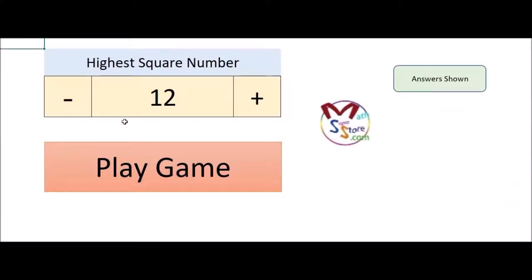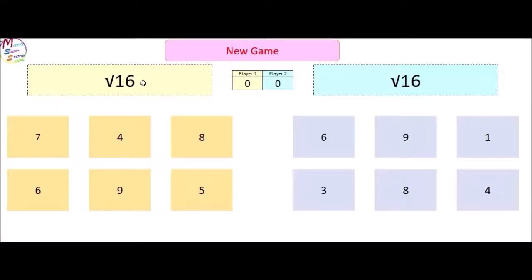Change game. We can change values. We'll change it down to 7 and we'll have the question shown. The question shown, now it's the square root of 16 and the square root of 9. It works all in the same way.